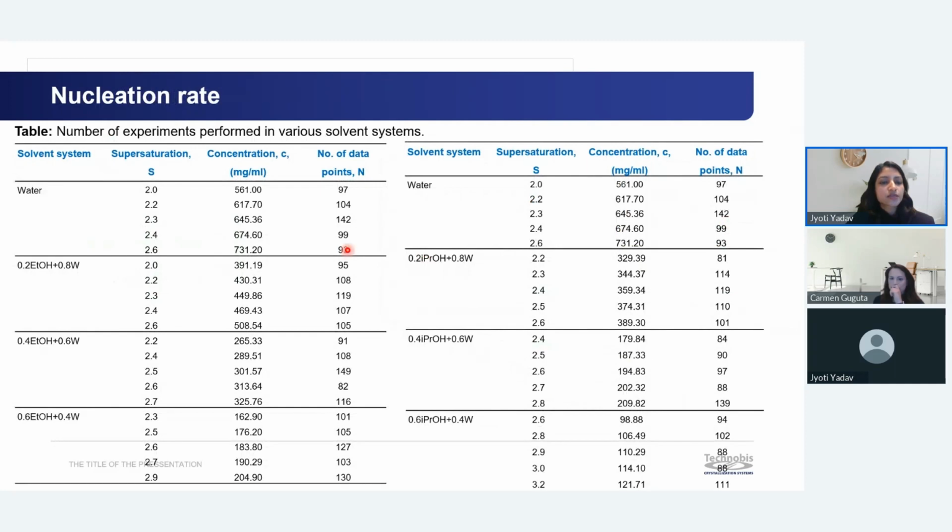Then these are the number of experiments performed. For the nucleation rate analysis, the different solvent systems considered were water, the water-ethanol solvent system with increasing concentration of ethanol 0.2, 0.4, and 0.6 in mole fraction, and the water-isopropanol solvent system with increasing concentration of isopropanol 0.2, 0.4, and 0.6 in mole fraction. And these are the corresponding supersaturation for each solvent system and concentration, and the number of data points collected for each supersaturation.